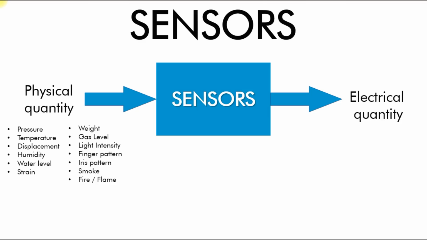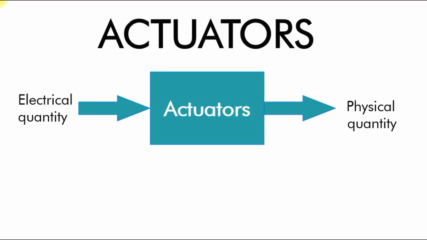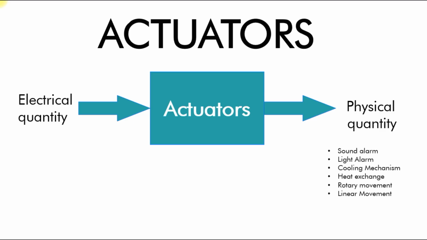Similarly, there is a device which converts an electrical quantity, in terms of voltage or current, into a physical quantity. For example, a device which converts an electrical quantity into sound. If I increase the voltage level, the sound will increase. This is the so-called buzzer. Or I can give a light alarm. These are the possible physical quantities the actuators can give.